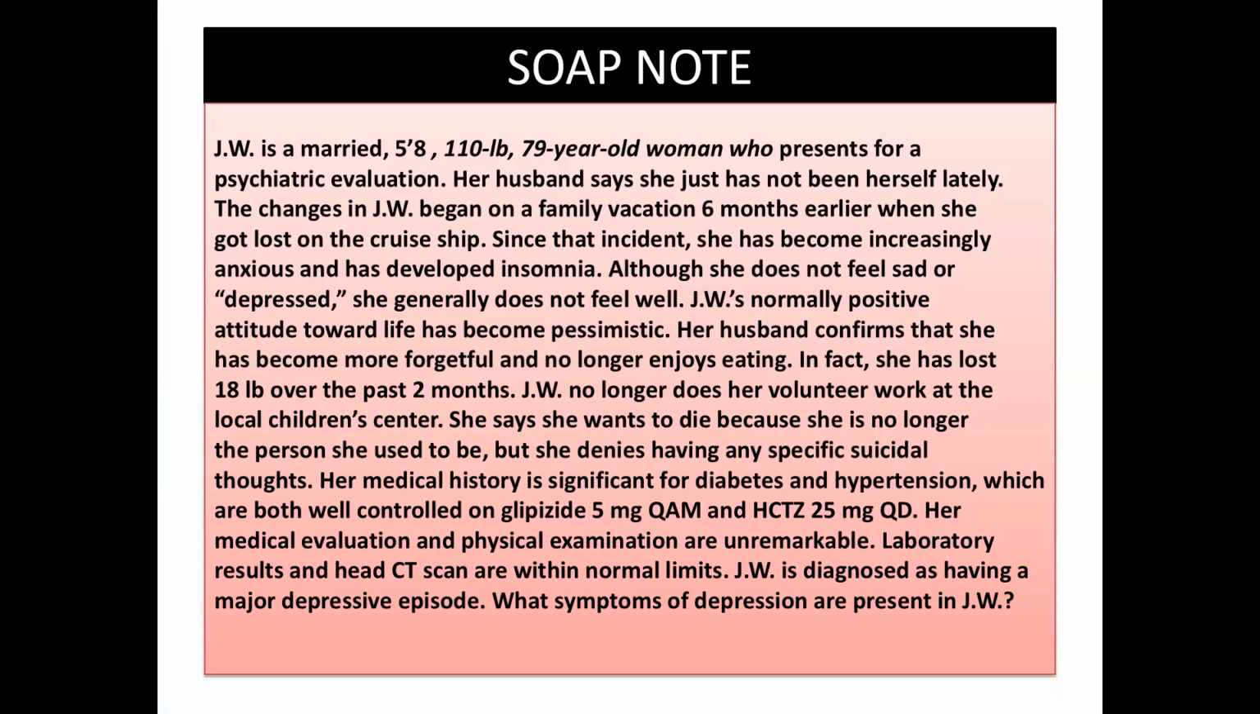SOAP note. JW is a married woman, about 79 years old, her height is 5'8" and her weight is 110 lb, who presents for a psychiatric evaluation. Her husband says she just has not been herself lately. The changes in JW began on a family vacation 6 months earlier when she got lost on the cruise ship. Since that incident, she has become increasingly anxious and has developed insomnia.